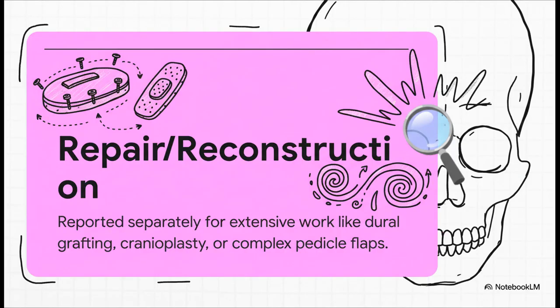But what if the closure isn't so simple? That's where our third component comes into play. This isn't for a few simple stitches. No way. Think of this as a separate, major construction project. When the defect left behind requires really extensive work, like dural grafts or a cranioplasty to replace bone or complex tissue flaps, that's when you report a separate repair code.